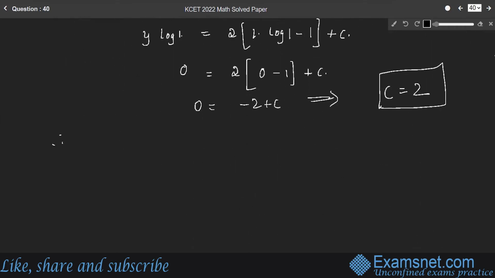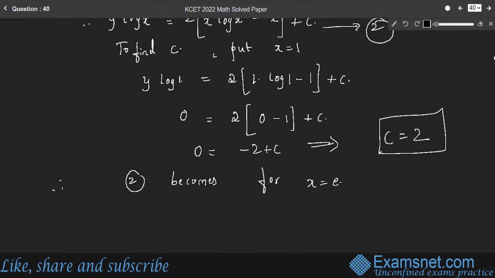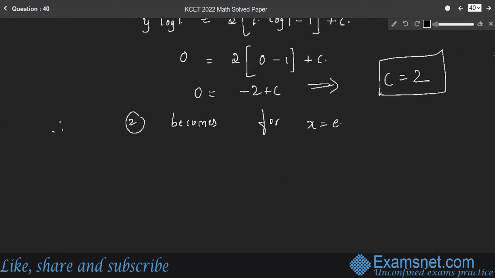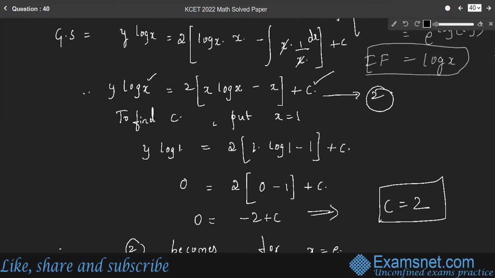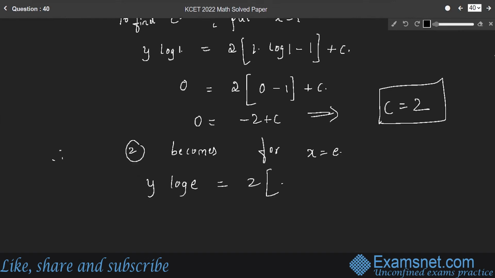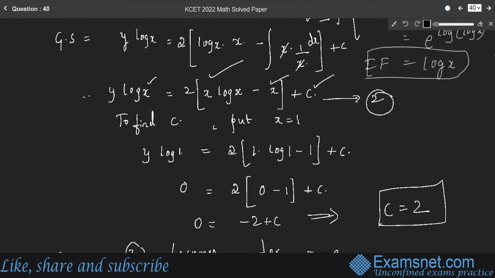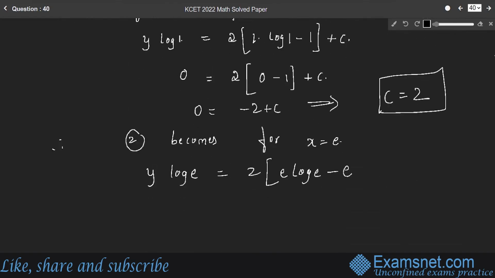Therefore, equation 2 becomes, for x is equal to e, that means y of e becomes, so y log x becomes, LHS becomes y into log e is equal to, right hand side, 2 into x log x. So it becomes 2 into e log e, minus x is minus e, plus c is 2, right?